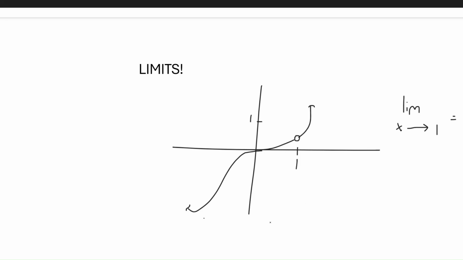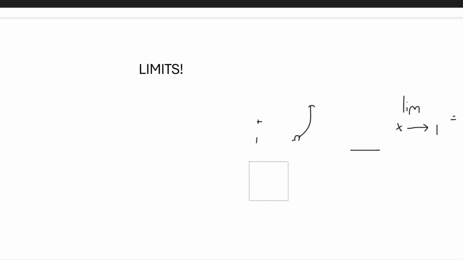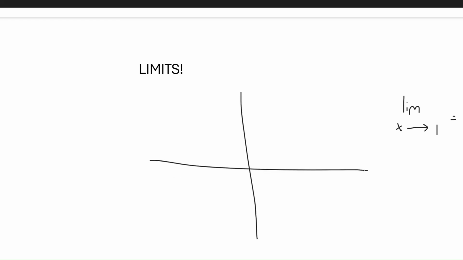Okay? Now let's move on to a different kind of graph. So let's just say we had something like, let's say we had a graph that looks kind of weird, and it looks something like this. So we had an open circle, and it's going to come out this way, and then it's going to be separated, and it's going to come out this way. Okay, so what would happen here?